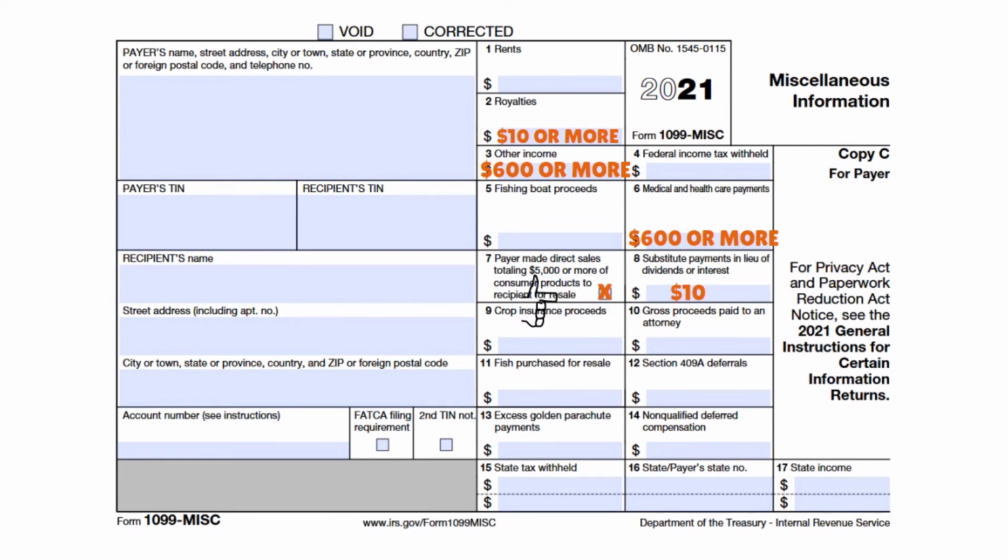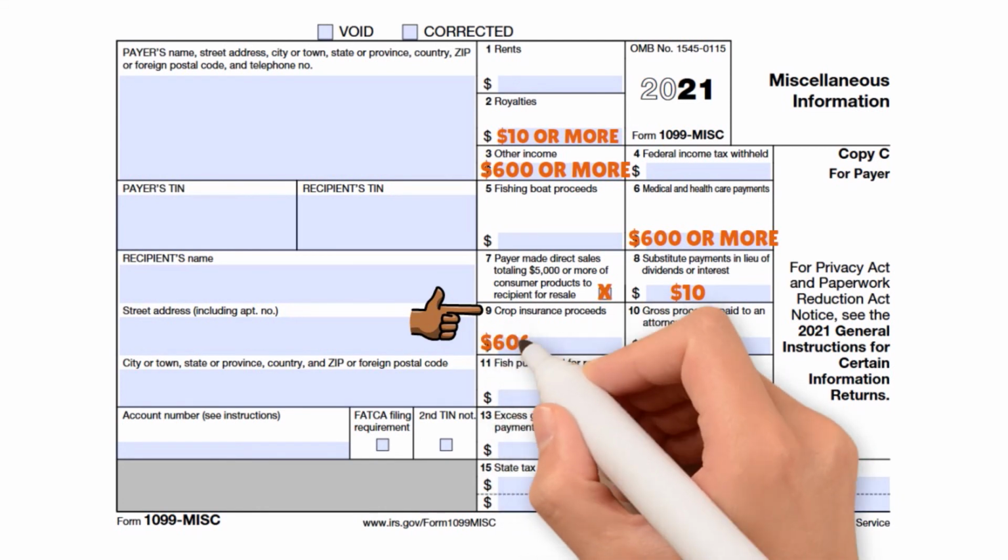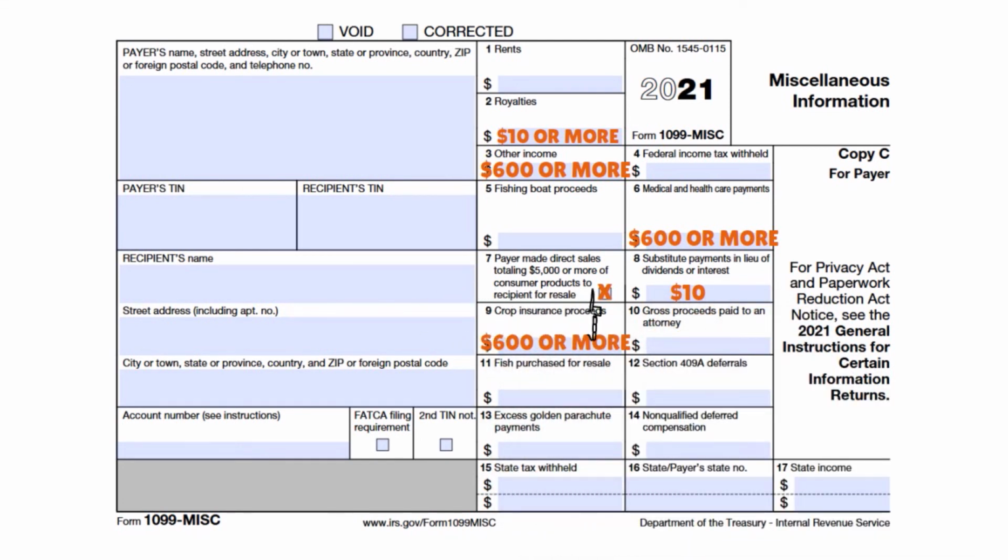Number 9, you have crop insurance proceeds. Again, $600 or more. 10, gross proceeds paid to an attorney. 11, you want to leave box 11 blank. Section 409A deferrals, you're not required to complete this box. And 12, you have excess golden parachute payments. You want to enter X if this is applicable to you.